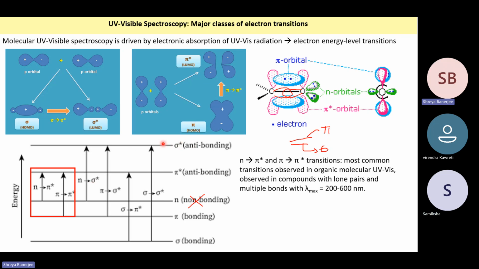sigma star anti-bonding is actually much higher. If you see the energy difference, maybe I'll make another slide. I will put the delta E and the probability of transition. I'll put that table properly. Then you can probably understand, when I'm saying these are the most common transitions, this is from experimental results. It was observed that these two have the highest intensity.